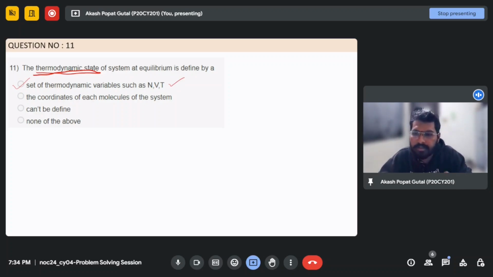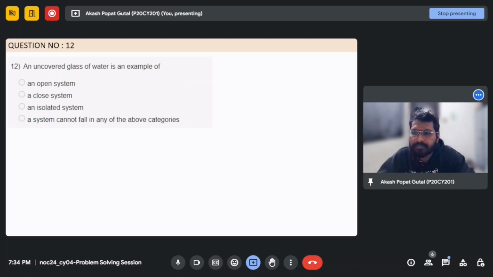Your reason is also right, because we can't define the exact coordinate of each molecule of the system at once. It is not technically possible. Though it is possible using computer simulations, it is not possible exactly in natural systems.